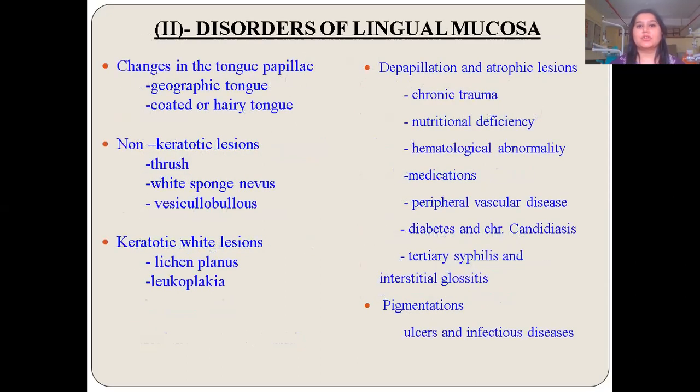Second classification is disorders of the lingual mucosa. They include changes in the tongue papillae, for example geographic tongue and coated or hairy tongue; non-keratotic lesions like thrush, white sponge nevus, and vesiculobullous lesions; keratotic white lesions like lichen planus and leukoplakia; depapillation and chronic atrophic lesions, which include chronic trauma, nutritional deficiency, hematological abnormalities, medications, peripheral vascular diseases, diabetes and chronic candidiasis, tertiary syphilis, and interstitial glossitis.